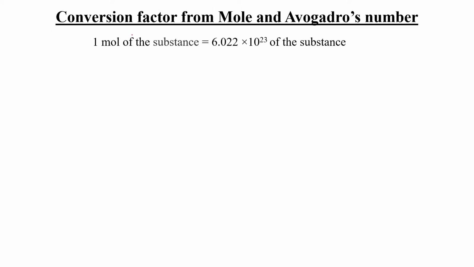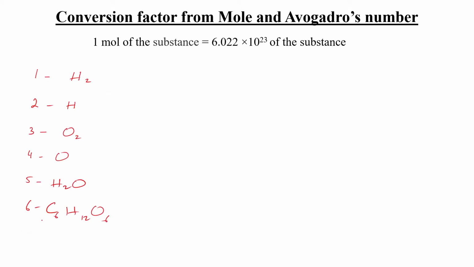Let's do some practice of making conversion factors from mole and Avogadro's number. Remember that 1 mole of the substance equals 6.022 times 10 to the 23 of the substance. Now, let me write down some examples, and then you can pause the video and try making these conversion factors on your own, and then play the video to check your answer. So I have all these examples here.